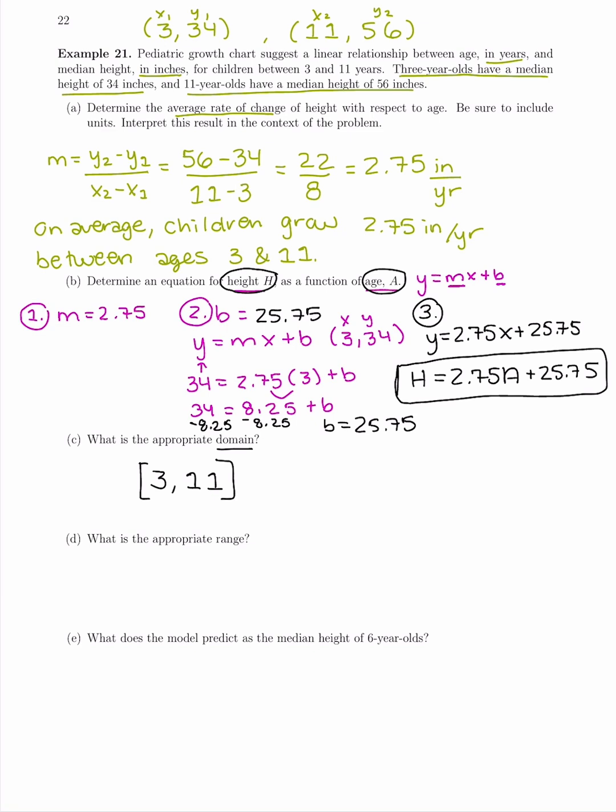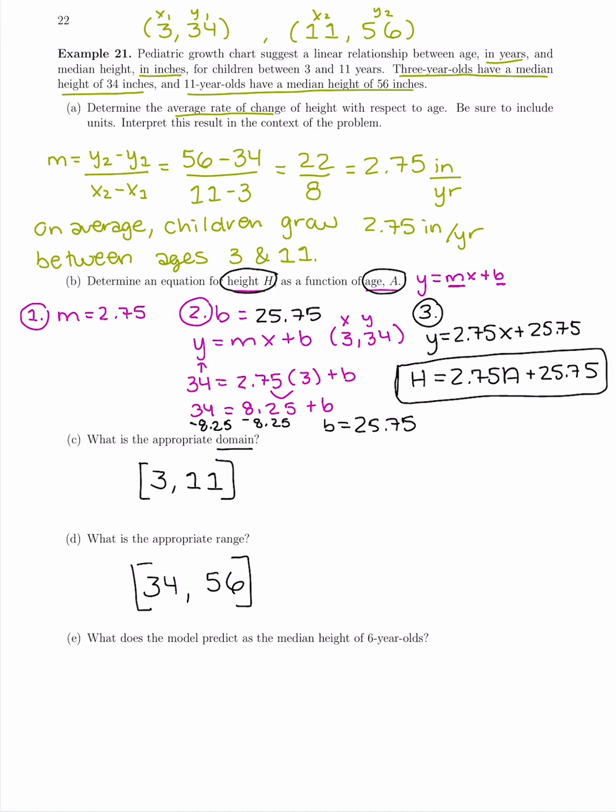What is the appropriate range? Well, it's going to be the Y values for those. So we could plug into our function and figure out what the height is for those ages, but we're actually already given it. For 3-year-olds, their height is 34 inches, and 11-year-olds, we're at 56 inches. We're going to include those. Those median heights are part of the study.